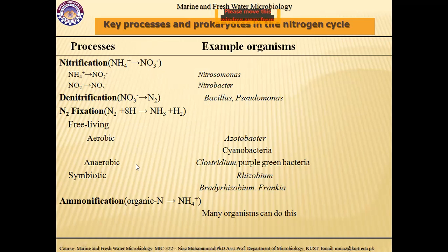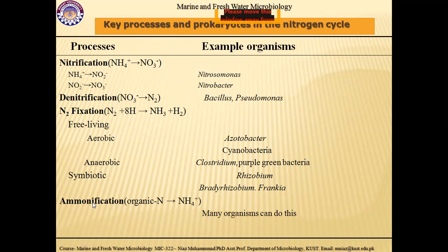If the process is anaerobic, then Clostridium, purple and green bacteria, and Rhizobium will take environmental nitrogen and convert it into NH3. In symbiotic reaction, Bradyrhizobium and Frankia are responsible to convert this nitrogen.